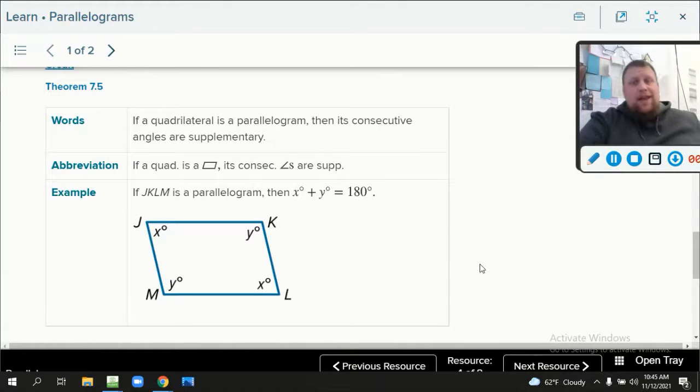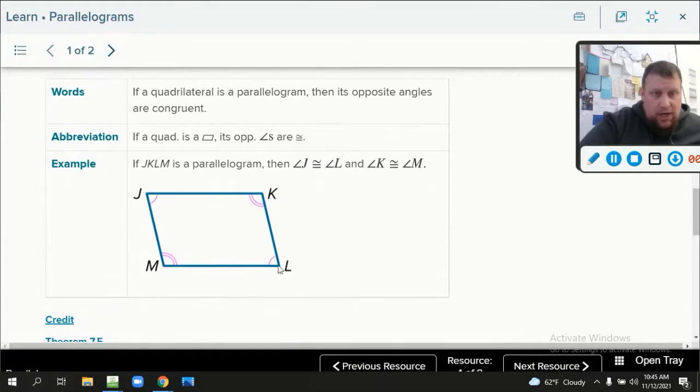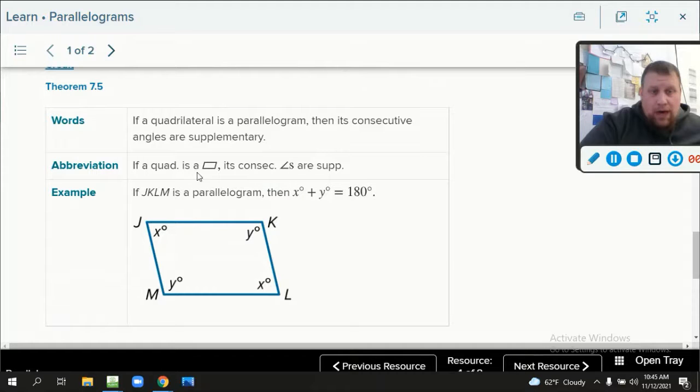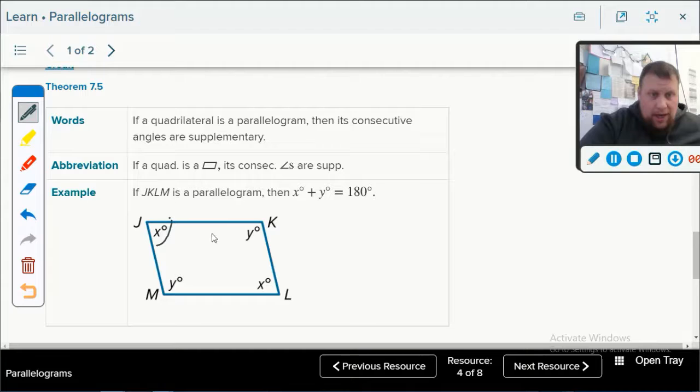7.5 then adds a little piece to that puzzle. So this told us J and L are congruent, but now I can say this. This theorem 7.5, if a quadrilateral is a parallelogram, its consecutive angles are supplementary. In other words, these are called consecutive angles right here. So J and K are consecutive angles. J and M are consecutive angles. See how that works?